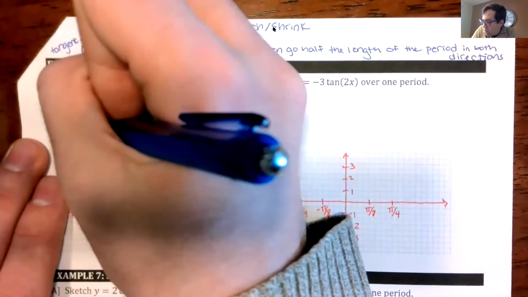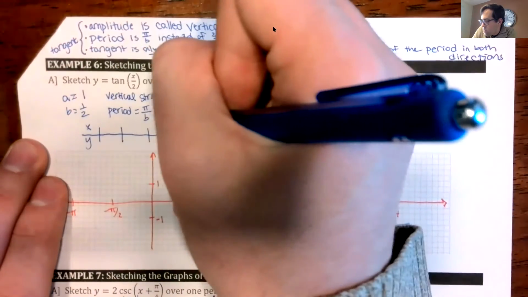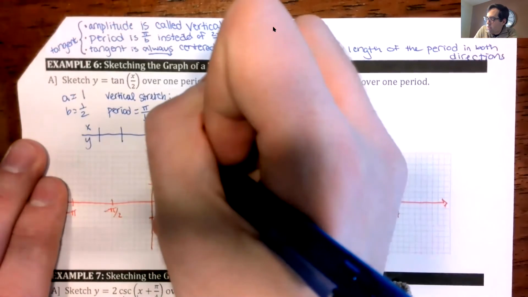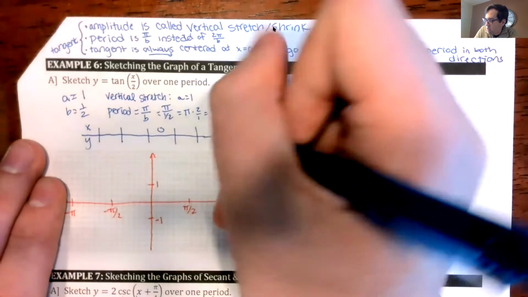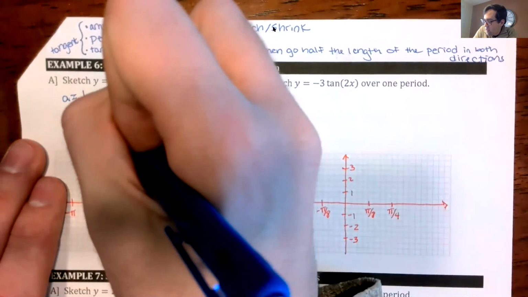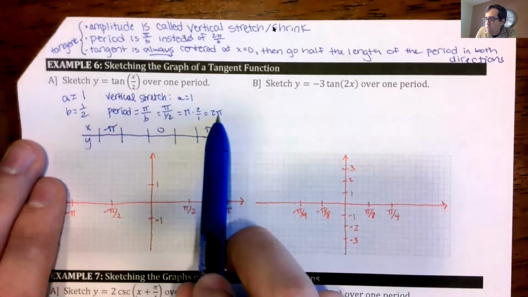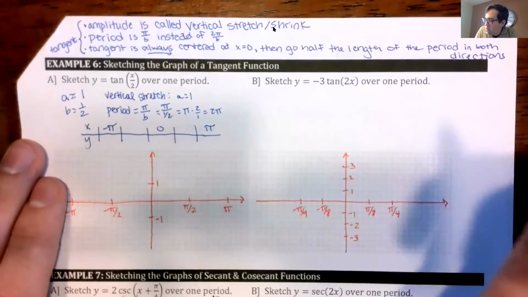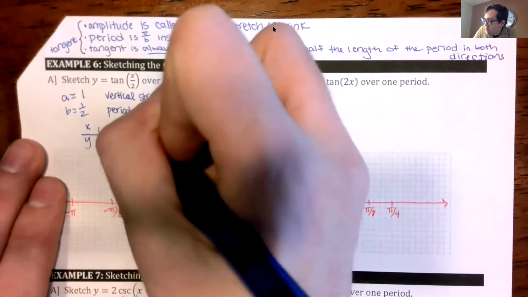So now I'm going to make my chart of 5 key values. And like I said, tangent is always centered at x equals 0. So we're going to make the middle x value 0. And since the period is 2 pi, we're going to go a length of pi in both directions from 0. So I'm going to go from 0 to pi. And on the left, it'll be from 0 to negative pi. Now if you combine that, from negative pi to pi is a total distance of 2 pi, which is our period. So we know it worked. Then we have to split that interval completely into fourths. So from 0 to pi, halfway between is pi over 2. From 0 to negative pi, halfway between is negative pi over 2.